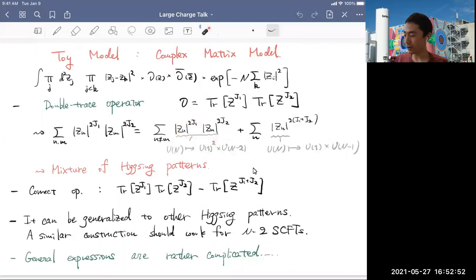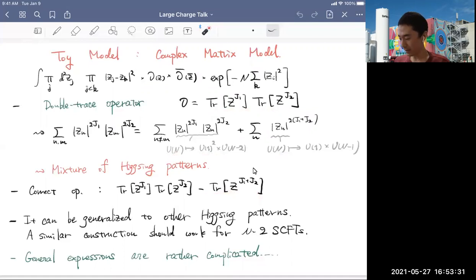So this also shows that if you consider this double trace operator, it doesn't correspond to a definite Higgsing pattern. It corresponds to a mixture of Higgsing patterns. In order to really extract the Higgsing pattern, you actually need to subtract this. In other words, if you just consider the double trace operator, it is very hard to describe it using the effective field theory, because that contains two different EFT-like regimes.